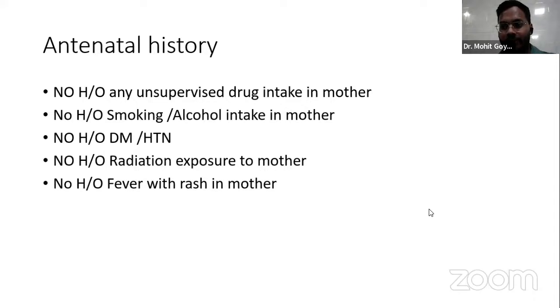Are you aware of a drug which was initially started to be given for pain, then was taken as a sedative, and it caused a lot of congenital defects, mainly musculoskeletal, but also some cardiac defects? That is very famous. Heard of thalidomide? Yes, sir.